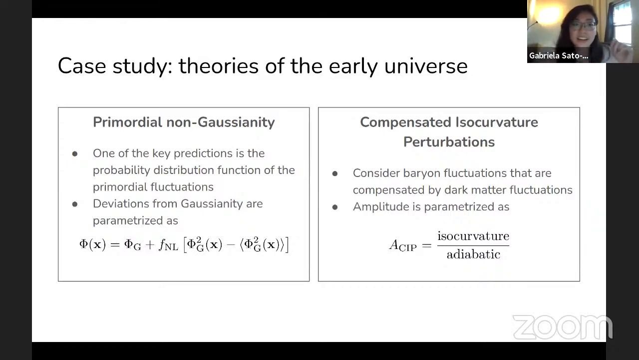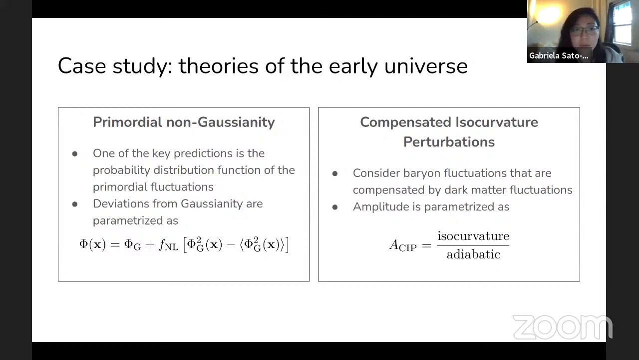As a case study of what we can do with all of this technology, we look at constraining different theories of inflation. We consider these two general signatures of inflation, primordial non-Gaussianity and compensated isocurvature perturbations, that induce a scale-dependent bias, which changes clustering at the very largest scales in the universe.